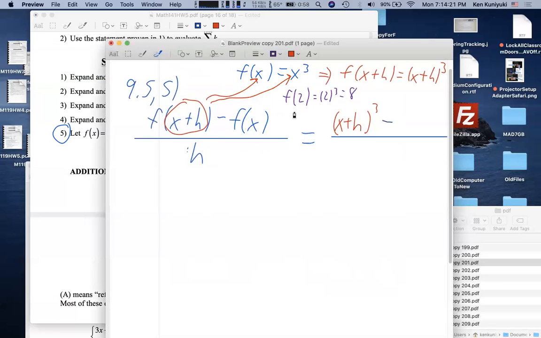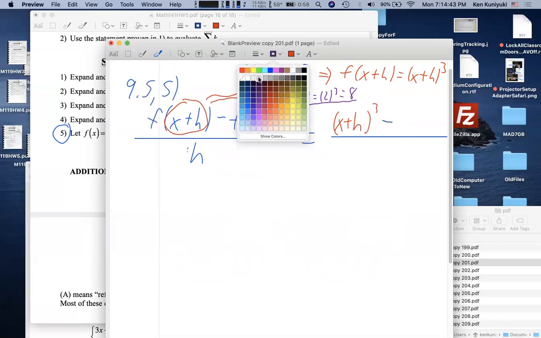If you agree f of 2 is 2 cubed, you agree that f of x plus h is x plus h all cubed, right? It's the same principle, just an uglier thing you're cubing. That's why sometimes it's easier to think of the basic case. That was true way back in factoring, right? Sometimes it's easier to think, what if I plugged in a number? Well, you substitute. I'm going to go back to blue.